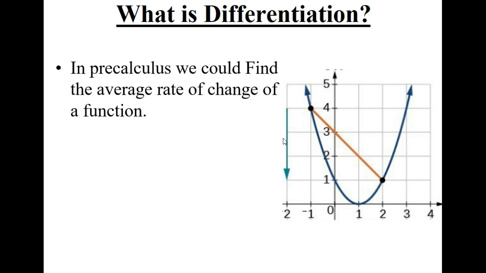Differentiation. In pre-calculus, you could find the average rate of change. Maybe last year your teacher gave you a parabola and 2 points and said find the slope between these 2 points. You just imagine a line going straight across and find the slope, and there's your average rate of change. We call it an average because the slope of this function is different in different places. If I were to ask you to find the slope from here to here, that has a different slope, doesn't it? So the function's slope is constantly changing.